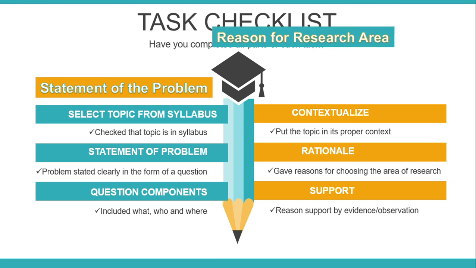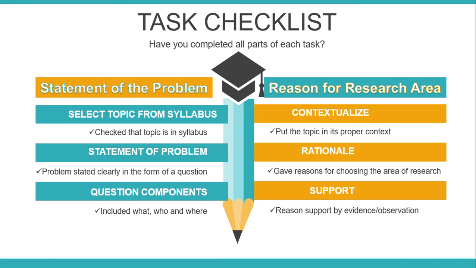Our second task, the reason for selecting the area of research. Did you put the research into its proper context in that section? Did you give reasons for choosing the area of research in that section? Did you support your reasons with evidence? If you've done all of that, then you have earned yourself 2 marks. And so you should be on your way to getting your full 40 out of 40 for your SBA. This concludes the step-by-step guide to the SBA for the introduction.